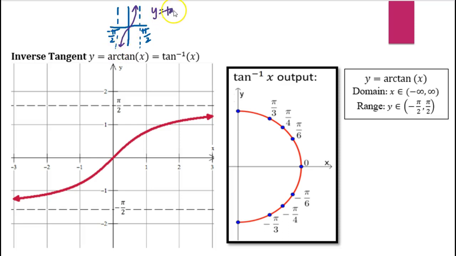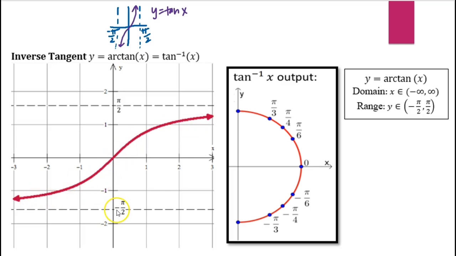So this is just a part of the tangent graph. And we're going to switch all those x and y values to get the inverse tangent function. So notice that the inverse tangent function has horizontal asymptotes at pi over 2 and negative pi over 2, which is where tangent had vertical asymptotes. Those x and y values, remember, switch places. So this is my graph of inverse tangent.